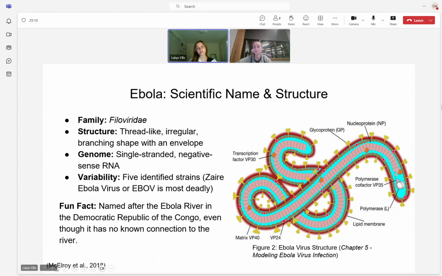So the Ebola virus is also part of the Filoviridae family, and it has a thread-like irregular branching shape with an envelope, as you can see in the picture that I placed to the right of me. Its genome is single-stranded and it has a negative sense RNA, and there's 5 identified strains of Ebola. And Ebola was named after the Ebola River in Central America, but it has no correlation or connection to the virus itself.